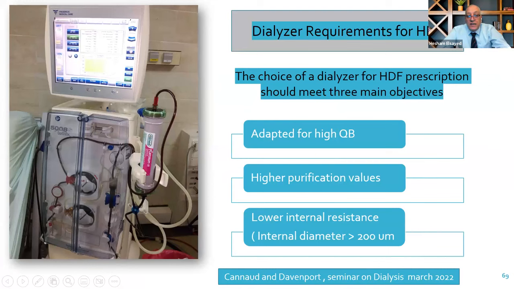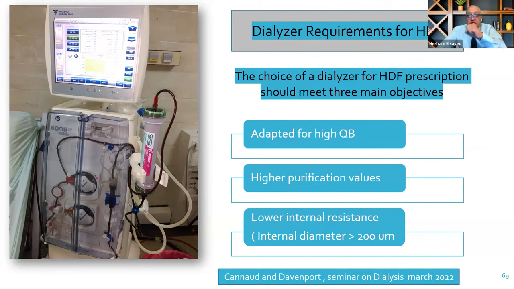We have to think about Canaud and Davenport. We discussed 1 year ago that the dialyzer choice should be adapted for high blood flow, should have higher purification and sieving, and should have lower internal resistance because clogging and filtration clotting will happen. So the internal diameter should be 200 micron and above. By the rule of thumb, if you are using a dialyzer, you can apply 200 Qb per square meter.